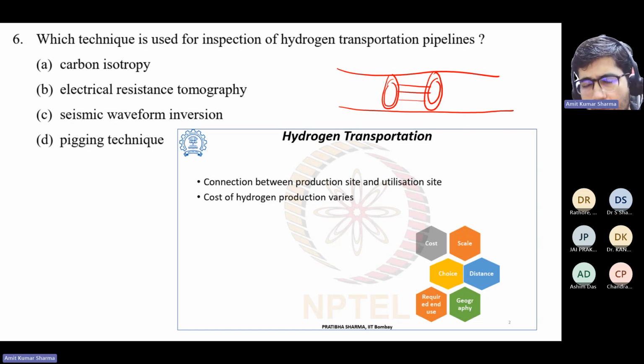The size and type of pigs are different. You can mount different instruments on this, sometimes a camera. There are also smart pigs. You can mount cameras, and we have GPS inside it, so you can track where it is going.